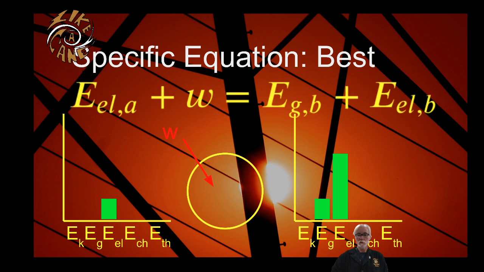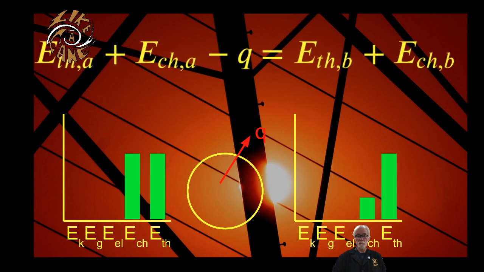Here's the best representation. An equation that specifically tells us the storage and transfer that's going on with energy. So here we have E elastic at A plus W, because energy is entering the system through the system boundary through working, and that equals EG at B plus E elastic at B. So this is the kind of symbolic representation that would be ideal for us to be using as a shorthand for an LOL chart.